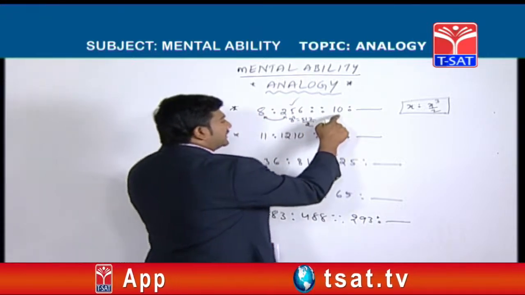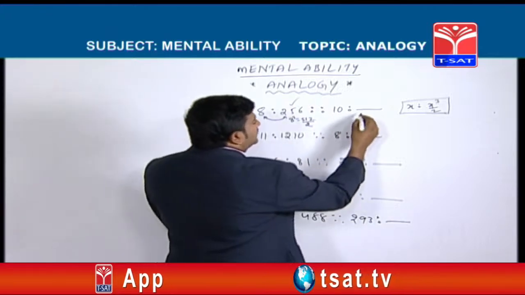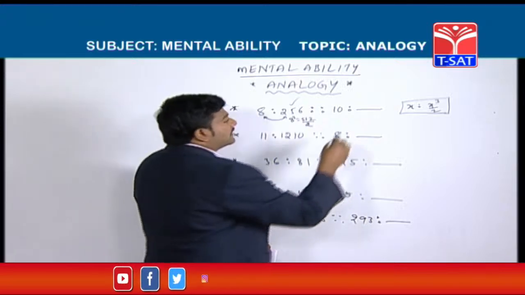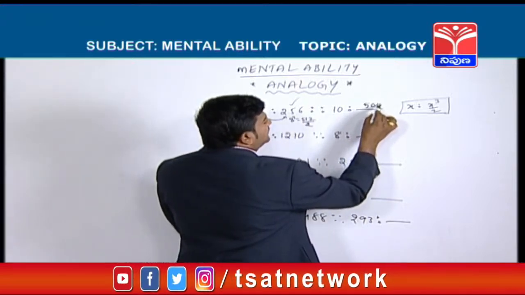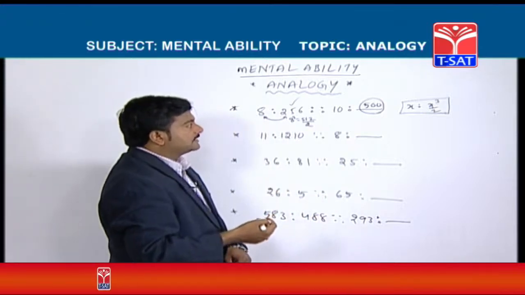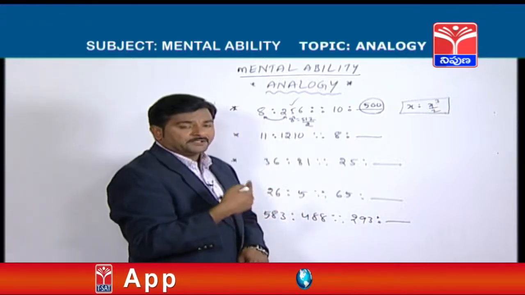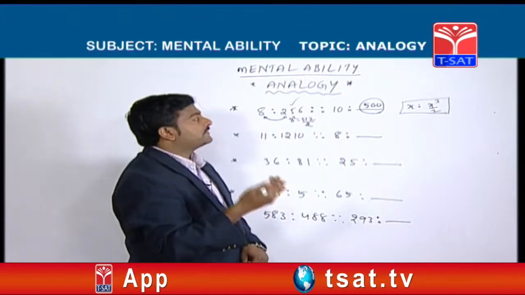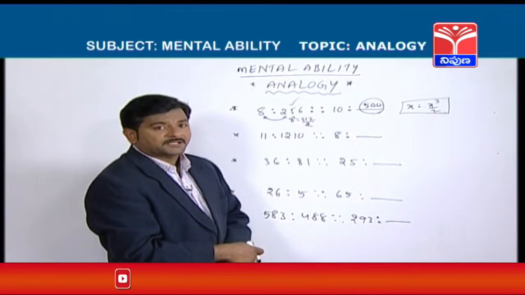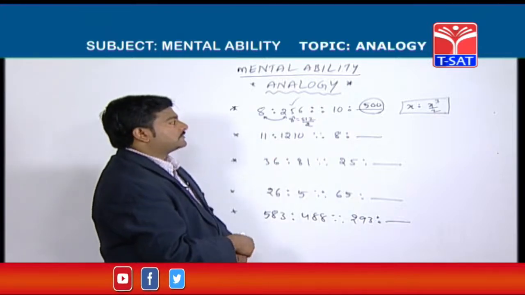Similarly, 10 is there, 10 cube. 10 cube value we know, 10 cube means 1000. Half of 1000 means 500 we can write. Once again, 10 means 10 cube by 2. 10 cube value is 1000, half of 1000 is 500. Okay. That is the concept involved in this question.